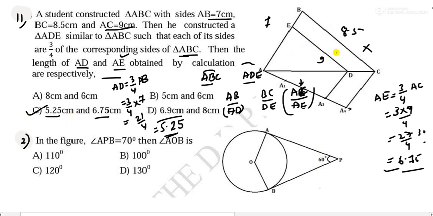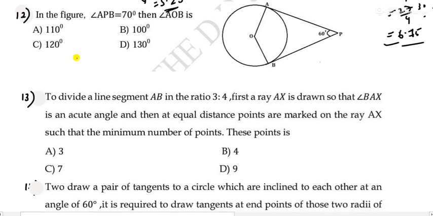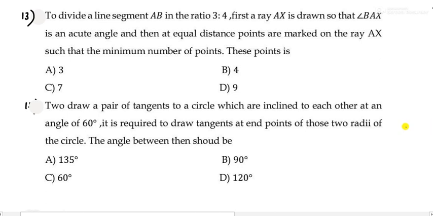Once again, in the figure, they have not written it properly. If you see, ABC is this one. So here, this should be A, this should be D, and E should be here. Only then can it be correct. Now moving to question number 12. I hope you have understood this. Question number 12 says, in the given figure APB is 70, then AOB is how much? Once again subtract it from 180. So it is 120. Simple. Option number C. Next is question number 13.